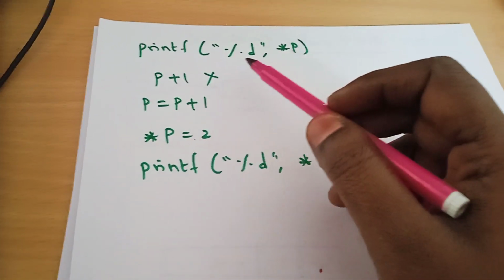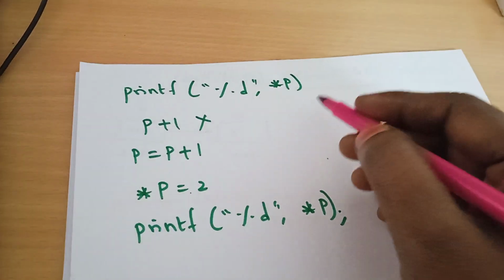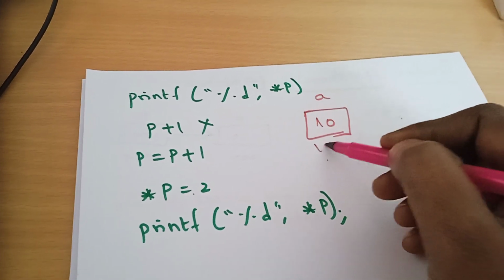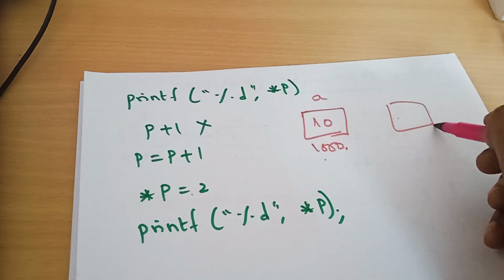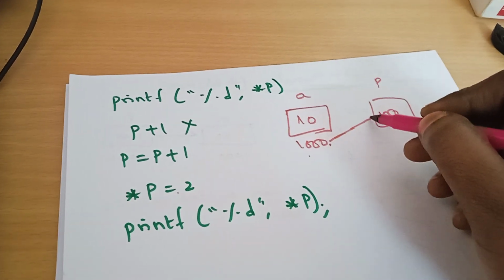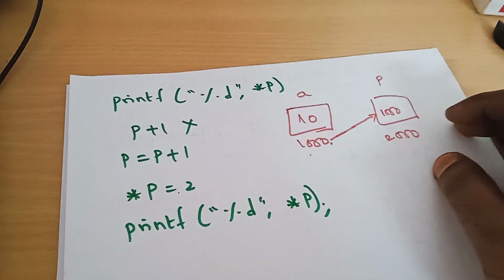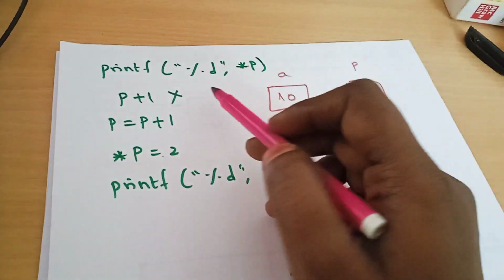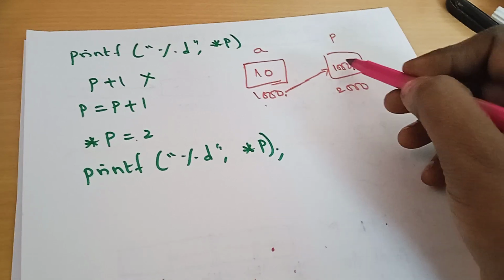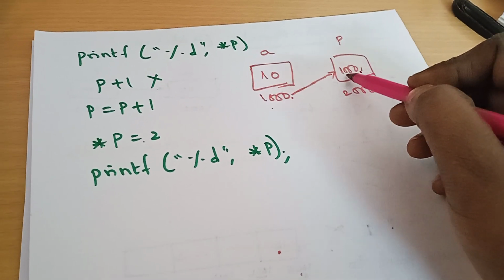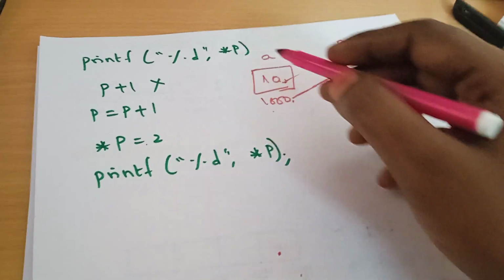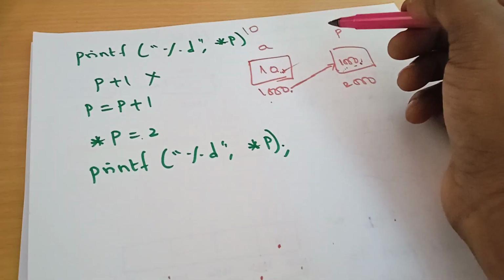Now look at this, printf percentile d star p. a is our variable, holding a value of 10, so this a will have some address. My p is a pointer variable, and that is going to have 1000 because this address will be in p. This also has some address, which is 2000, assume this. Now look at this, printf percentile d star p. What is p actually? 1000, right? Now whatever value is being pointed to through this 1000, that is 10. So the value referred to through this 1000 is 10. So this printf statement will print the value which is 10.